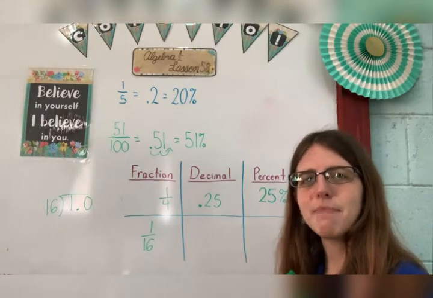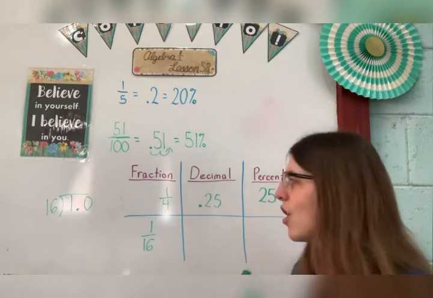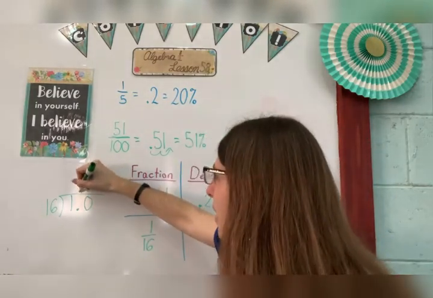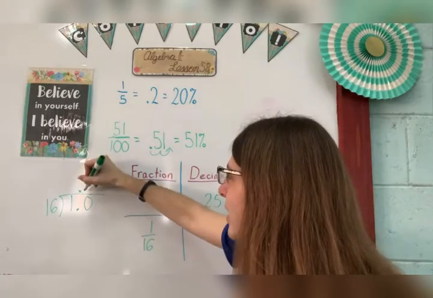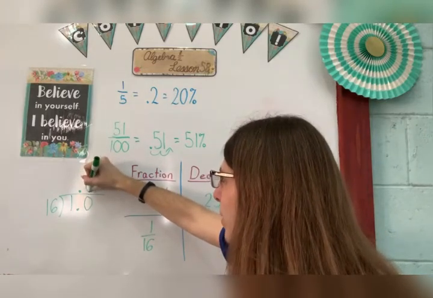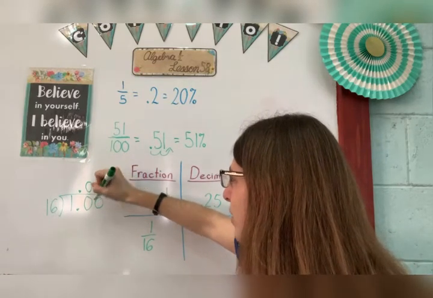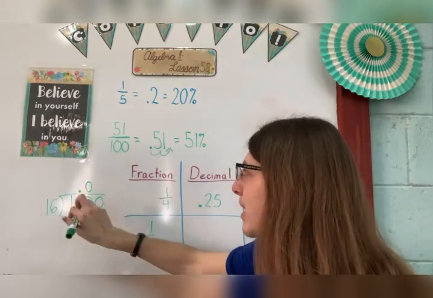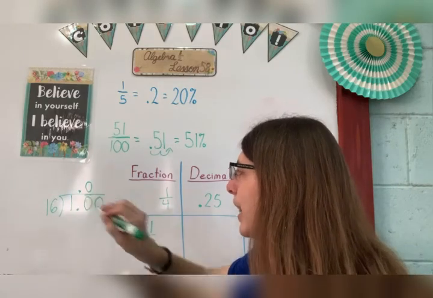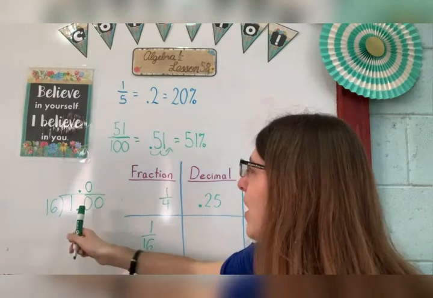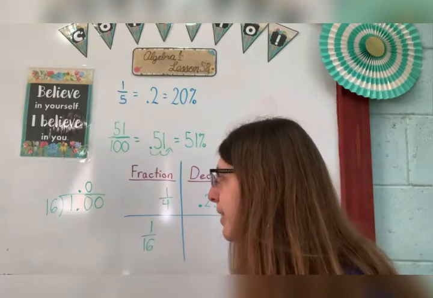Can I divide 10 by 16? No, it's still too small. But before I move on, I have to put my decimal point up here, and since I have a decimal point, I have to put a 0 here before I move on. I can't just annex another 0. I have to put a 0 there because there has to be something to hold this place that I could not divide into. Okay, so now I have 100 divided by 16.